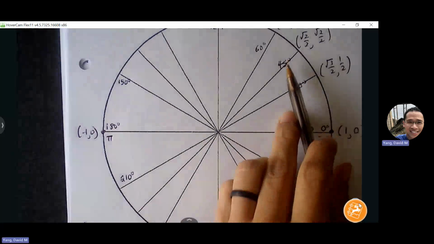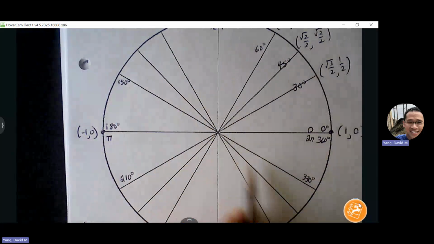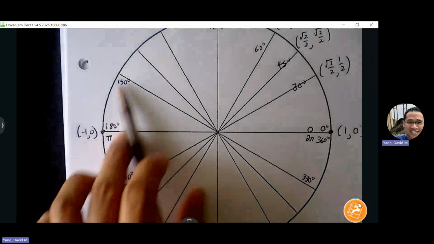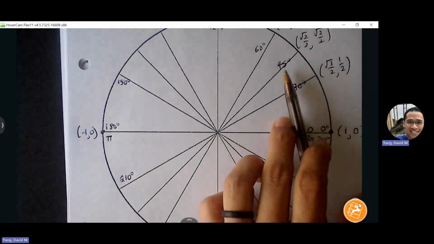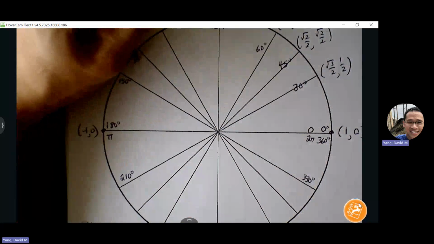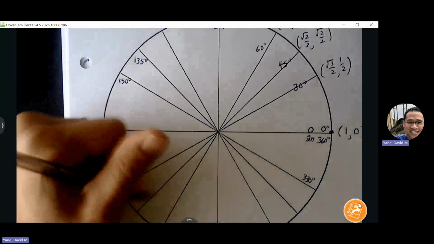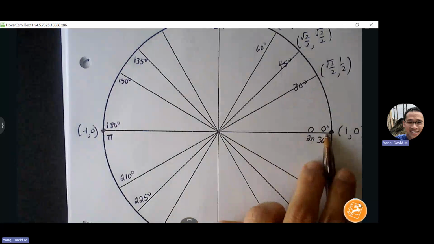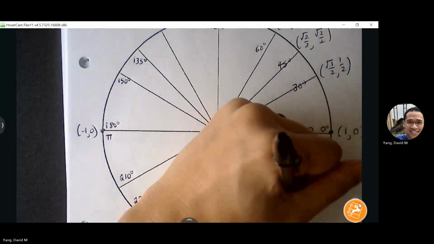And then 45 degrees will be the middle. So all the middle diagonals will be 45 degrees less than or greater than 180, or less than 360. We already have this one filled out. So 180 minus 45 will be 135. 180 plus 45 will be 225. 360 minus 45 will be 315.